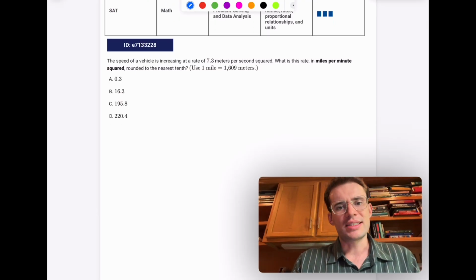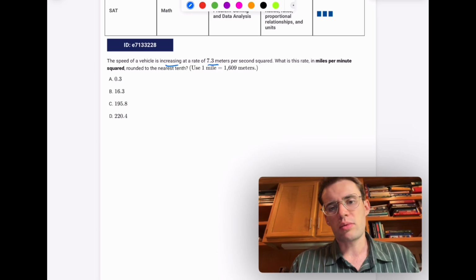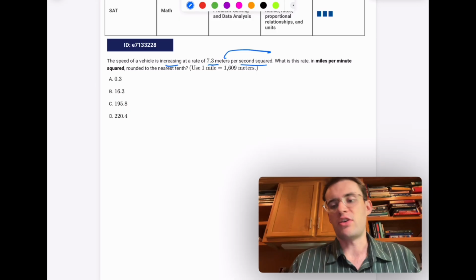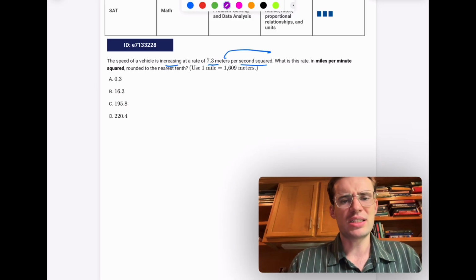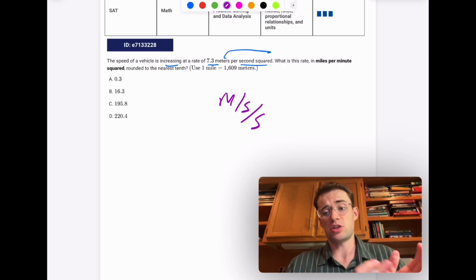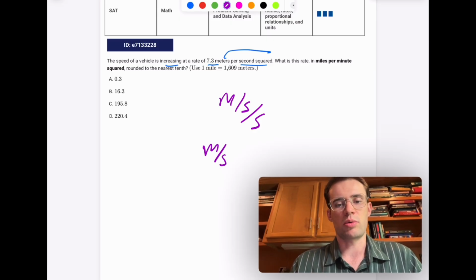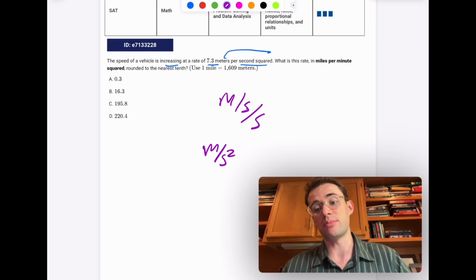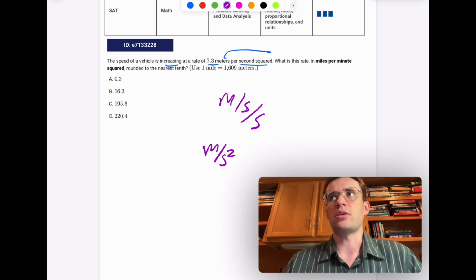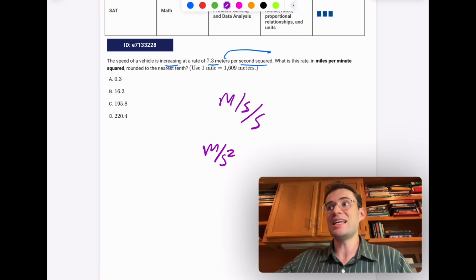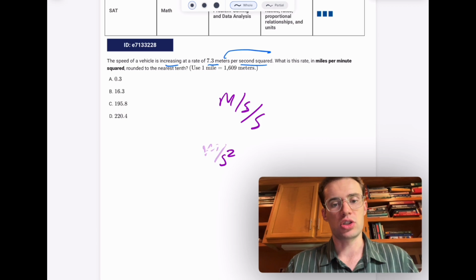The speed of a vehicle is increasing at a rate of 7.3 meters per second squared. Okay, so it's an acceleration question. In case this scares anyone who hasn't done physics, meters per second squared, just think of it as the meters per second that it changes per second. If you divide meters per second by seconds, you end up with meters per second squared, because it's seconds times seconds in the denominator. Basically, if you drop an object, it falls at 9.81 meters per second squared. That means each second, the speed will increase by 9.81 until air friction slows that rate of acceleration.